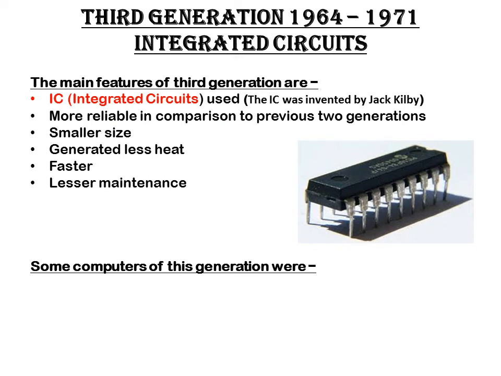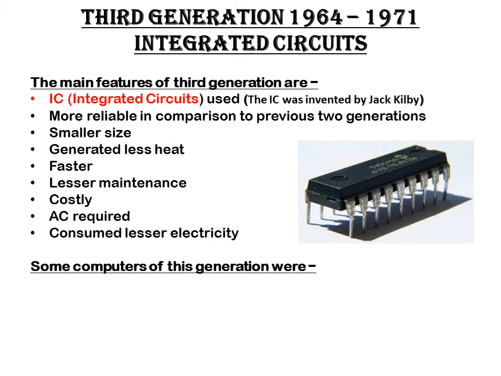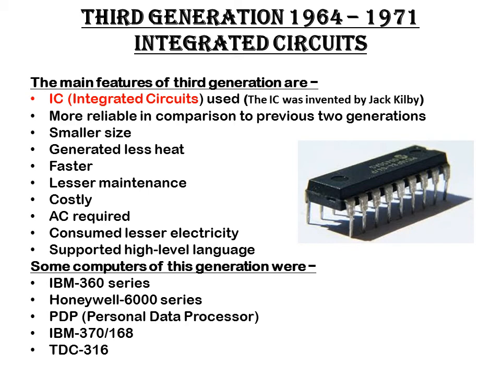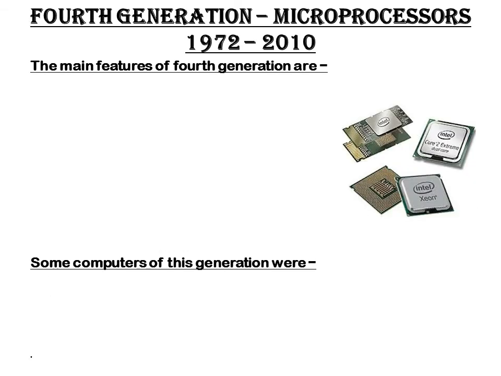It needs less maintenance. It is costly, AC is required, it consumes less electricity, and it supports high level language. Some computers of this generation are IBM 360 series, Honeywell 6000 series, PDP personal data processor, IBM 370, 160A, TDC 360.